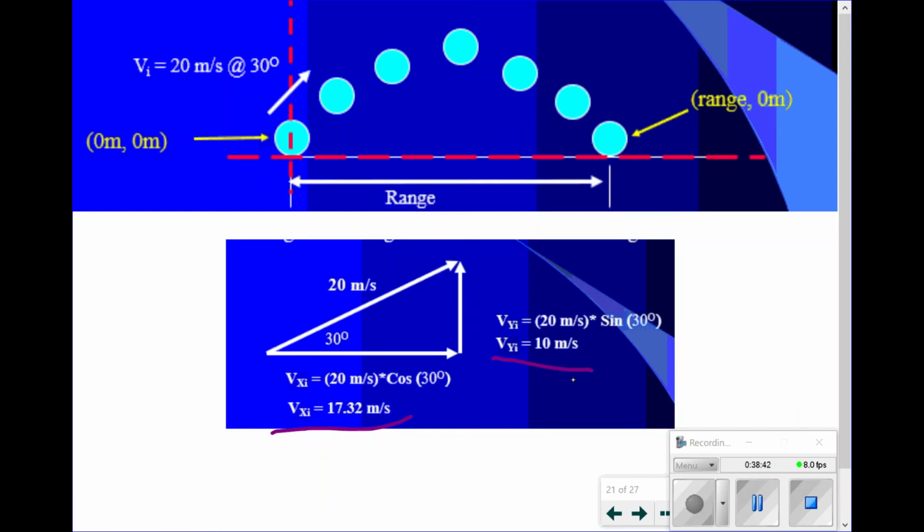I want to make this very important. If this was somehow being fired downward, so if this was like on a cliff, and I fired this down at 30 degrees, then Viy would be negative because it would be going downward. But in this case, it is positive because it's being kicked upward.